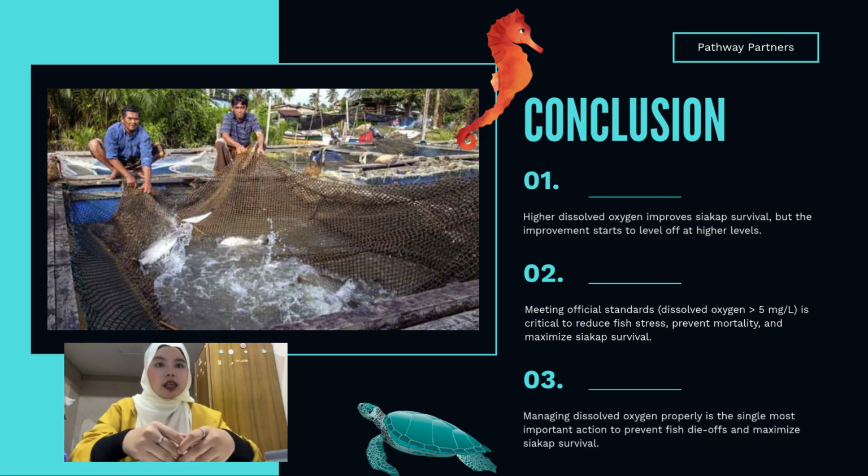Last but not least, managing dissolved oxygen properly is the single most important action to prevent fish die-offs and maximize sea carp survival. To wrap everything up, both of our models clearly prove that dissolved oxygen is a major factor in sea carp survival. The linear model shows us the big picture. It shows that more oxygen leads to better survival. But the quadratic model gives us the finer details, showing exactly how that survival rate behaves at different oxygen levels.